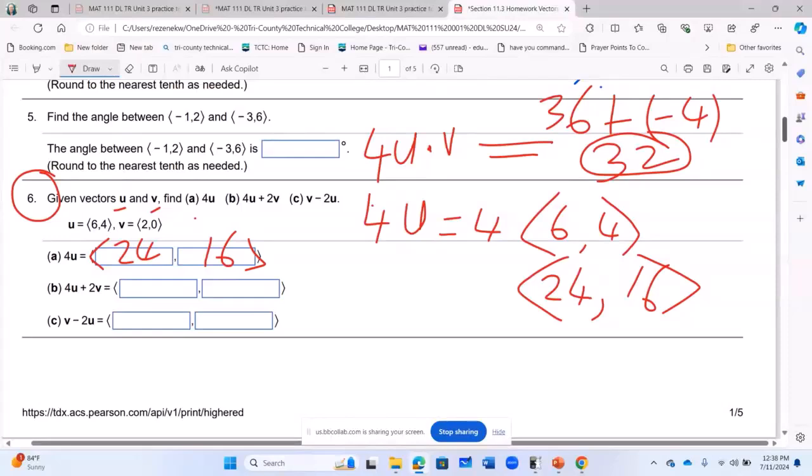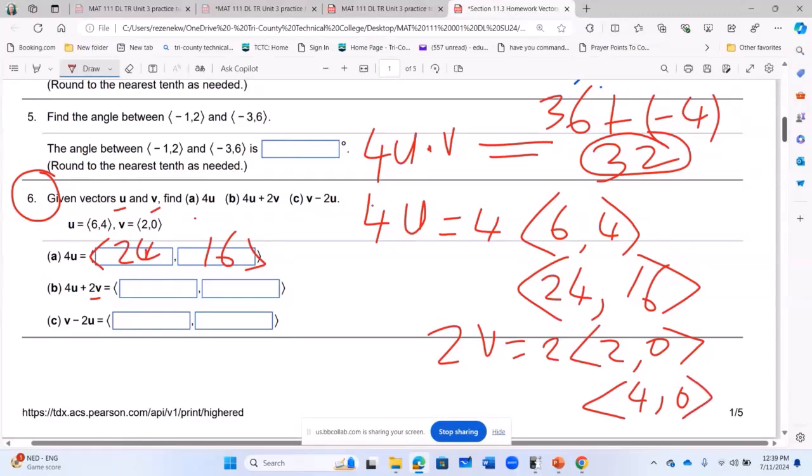Okay, so 4u plus 2v. I already have 4u here, plus 2v. So all I need to do now is get 2v. 2v is going to be 2 outside. I get v down. Where is v? v is 2, 0. I multiply that out. So 2 times 2 is 4. 2 times 0 is 0. A scalar multiplying a vector will still be a vector. So 4, 0.